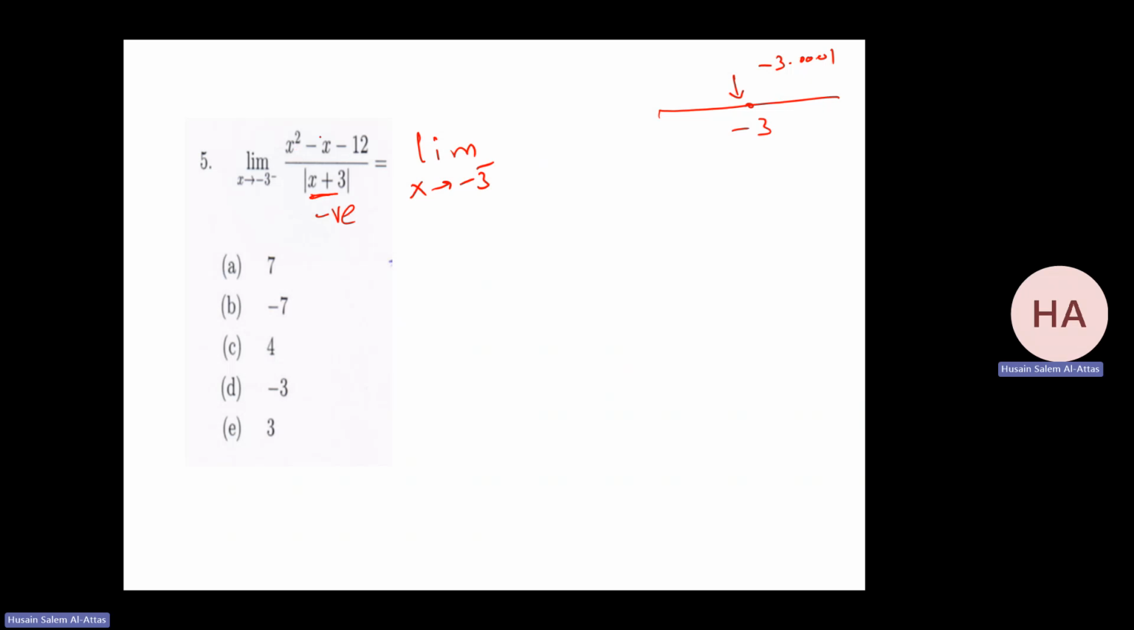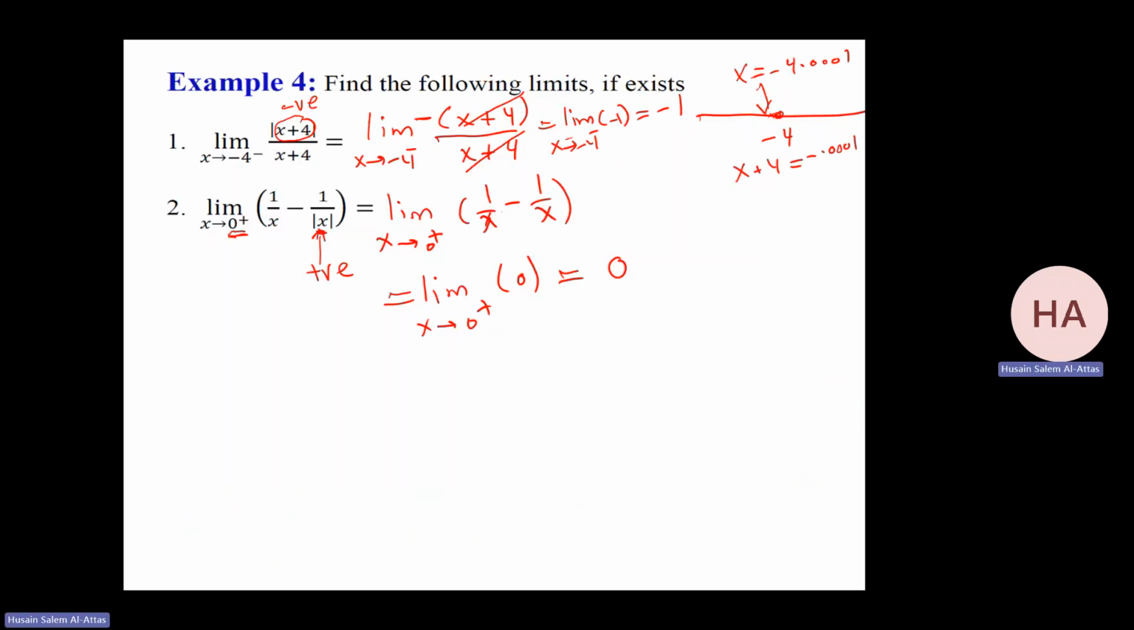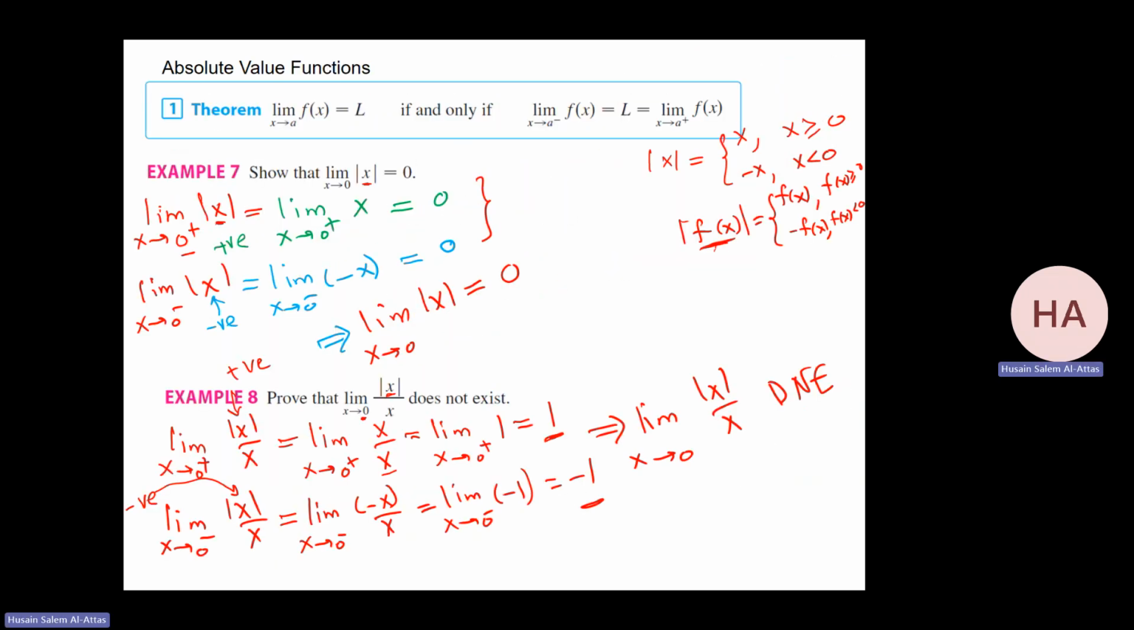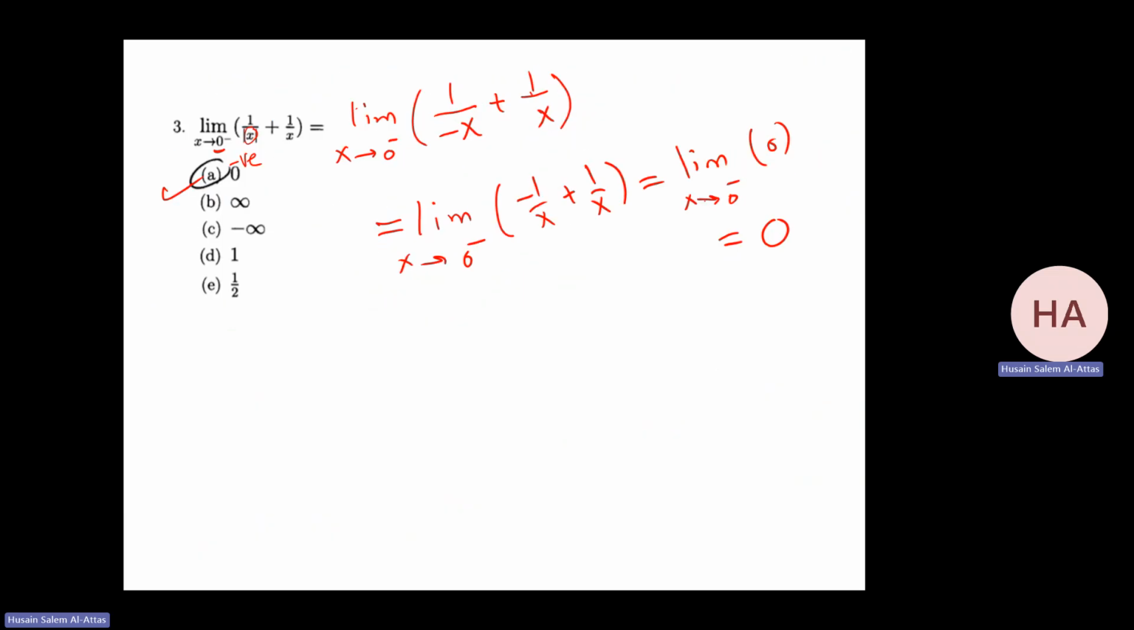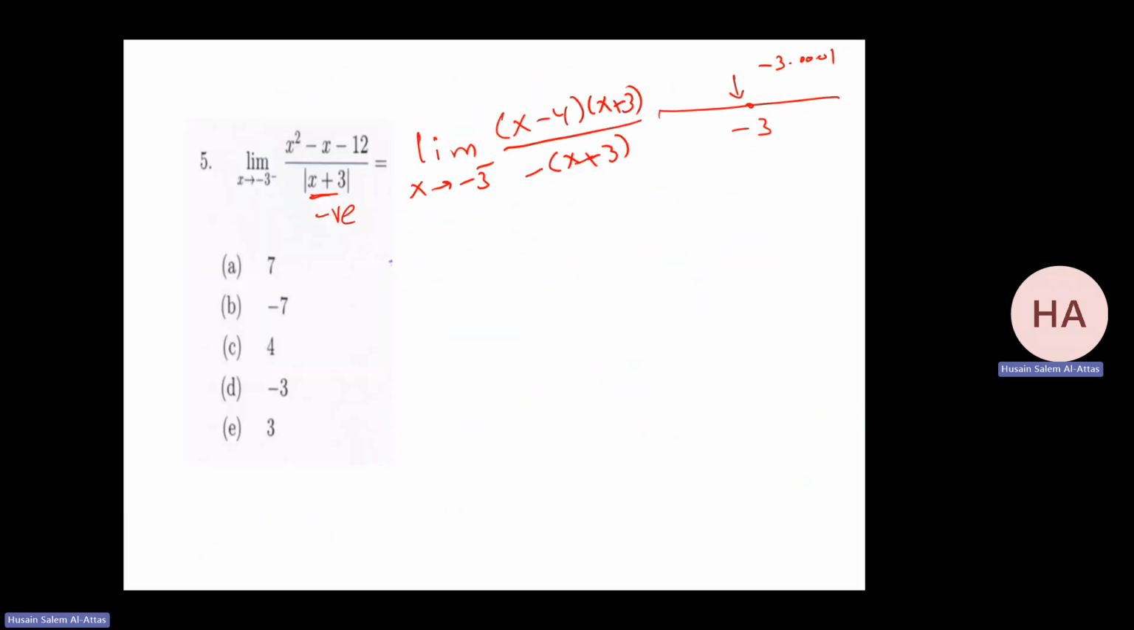So when you take it out, first I need to factor this one. That will be x minus 4, x plus 3. Since it's negative, I need minus x plus 3. Don't forget, for the absolute value of a function, check the function. If it is positive, take it as is. If negative inside, take it and multiply by minus. Okay, so now this will be cancelled. Do the calculation. You have -3 minus 4 over -1, and the answer is 7.